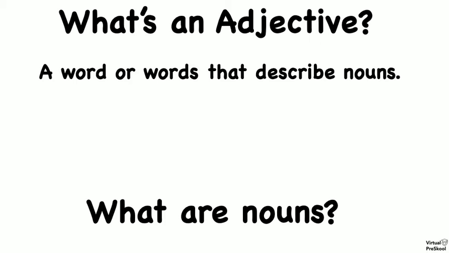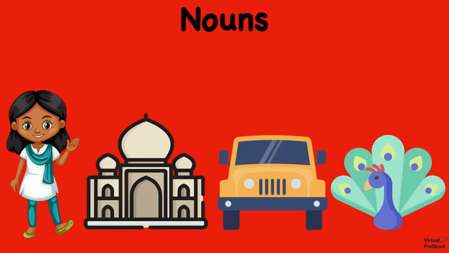An adjective is a word or more than one word, so a word or words that describe nouns. Now, you might be wondering, what's a noun? Well, a noun is defined as a person, a place, a thing, or an animal. So there are lots of things in the world that are nouns. So adjectives are words that describe people, places, things, and animals.